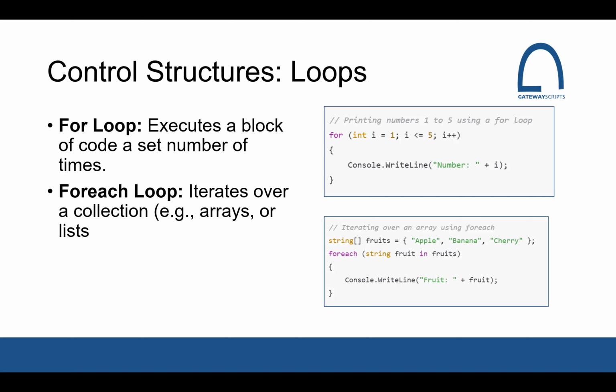A for each loop is a special type of loop that iterates over a collection. In the example we see a string array, and this is how we create an array with the open and closed brackets. And the string array has 3 strings inside called apple, banana, and cherry. For the for each loop, we create a variable of an object type that matches the object types inside of the collection, and we also give that variable a name to be used inside of the loop. You can see the syntax here for the for each loop.